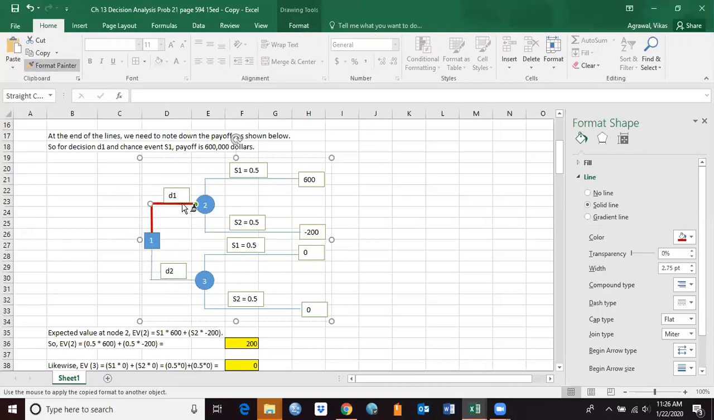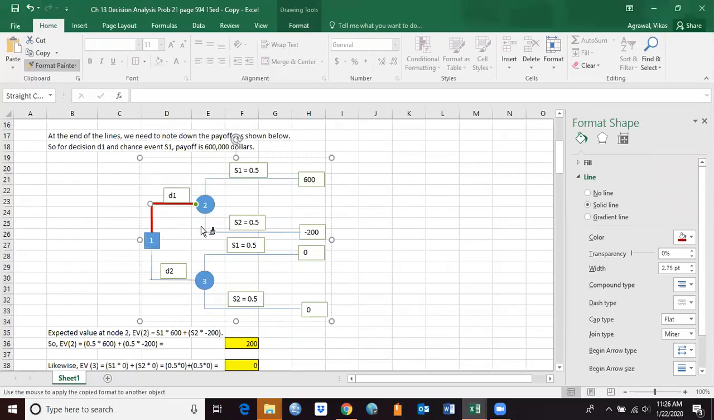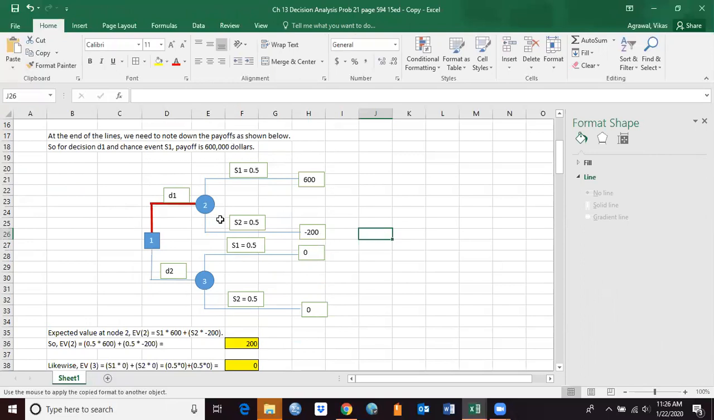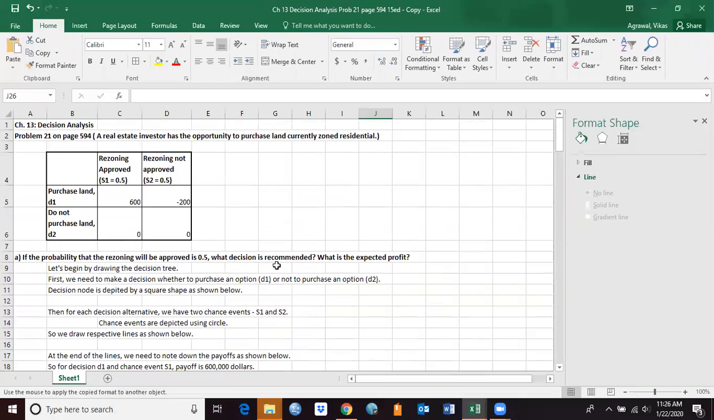Why am I taking this decision D1, which is to go ahead and buy the land? Because that generates an expected payoff value of $200,000, which is more than zero. So we're going to make a profit basically if we go with this option. Had it been cost, then you would have considered the minimum value of the two decisions and gone with that one. That's something you have to keep in mind. So that's how you would answer part A. What decision is recommended? What is the expected profit? The expected profit is $200,000, and the decision is to go ahead and buy the land.